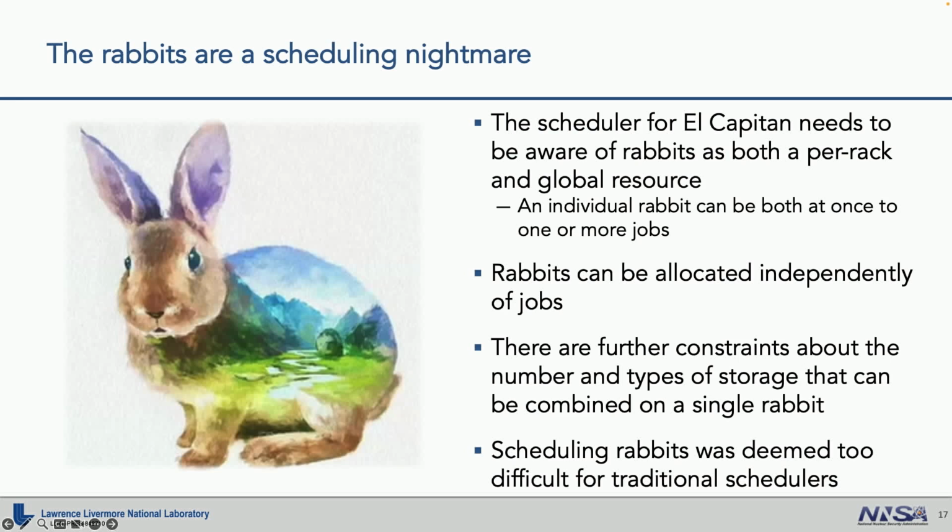And in fact, it actually gets worse because there are multiple varieties of node local storage, and a single job can ask for all the varieties of node local storage, and it can even ask for multiple varieties of multiple instances of each kind of storage.